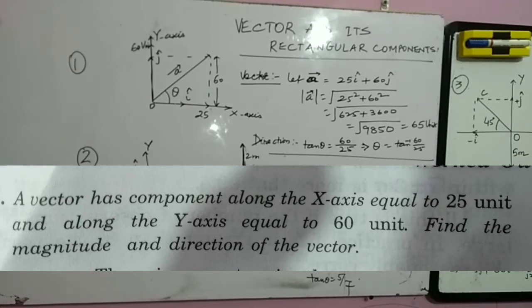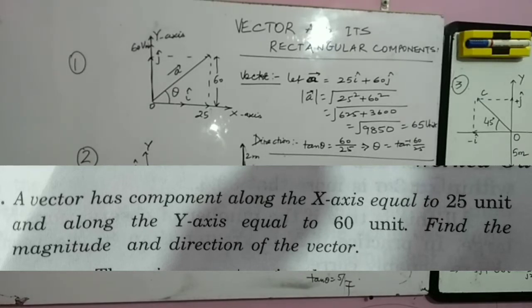This is two-dimensional i, j unit vectors, and the question is: a vector has a component along the x-axis equal to 25 units and along the y-axis equal to 60 units. You can see this problem on your screen. Find the magnitude and direction of the vector. So what we are doing is taking the resultant vector.